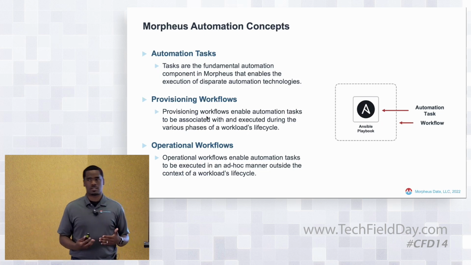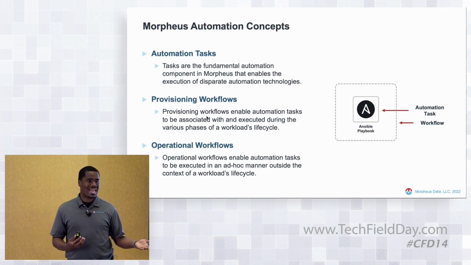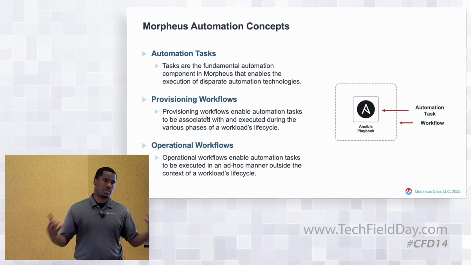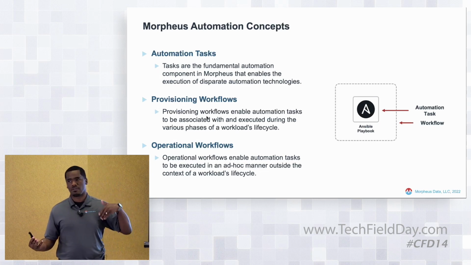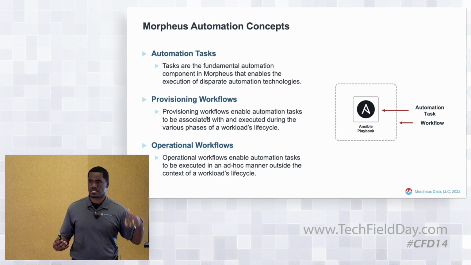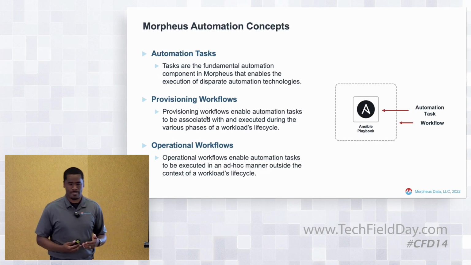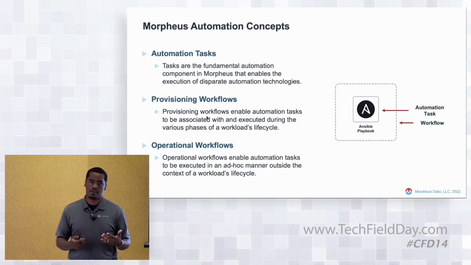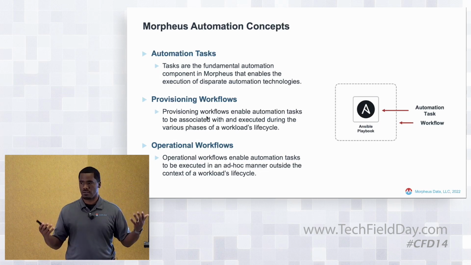Two types of workflows: provisioning workflows, which are tied to the lifecycle of a node or workload. So think a virtual machine. We're leveraging our automation in various phases of that workload's lifecycle. And then operational workflow, which doesn't have to be tied to the lifecycle of a given workload. So think, I have a Python script that I just want to run. I can leverage the operational workflow for that.